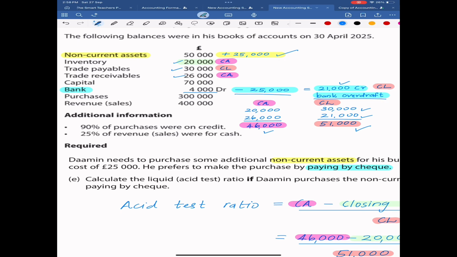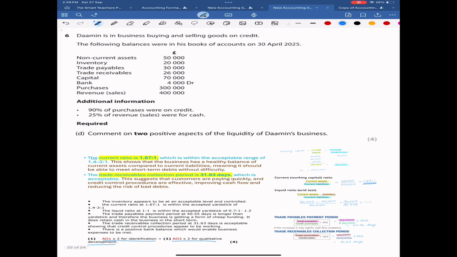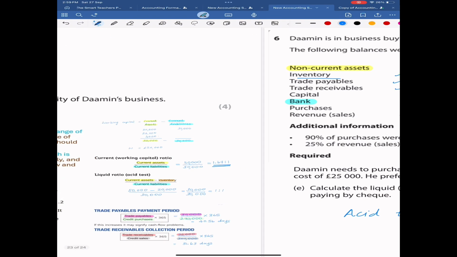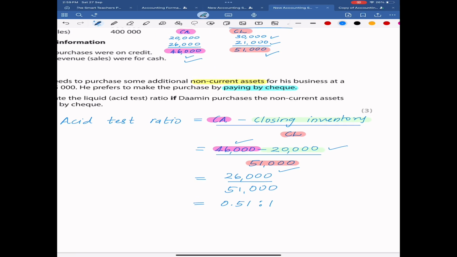Now let's recalculate the acid test ratio. Current assets 46,000. Take away 20,000, the closing inventory. Divide by 51,000, the current liability. Therefore, the final answer should be 0.51:1. If you compare this with the previous calculation, the acid test ratio was 1:1 prior to this purchase, whereas now it has reduced from 1 to 0.51. It has worsened.